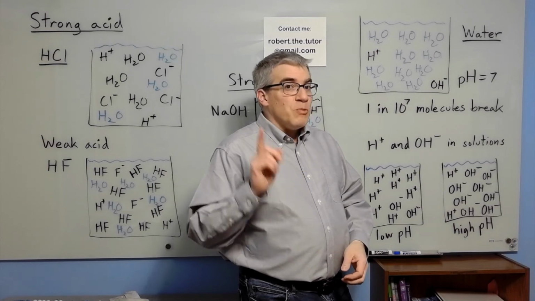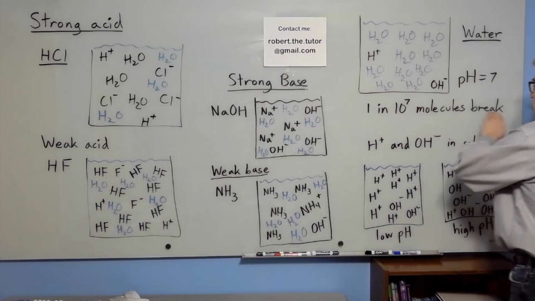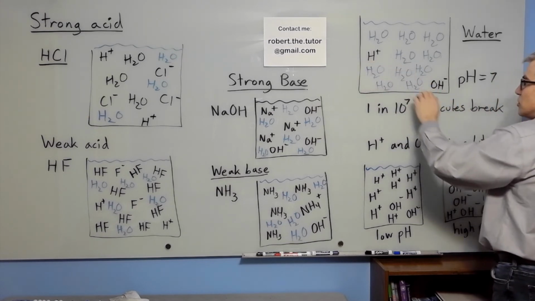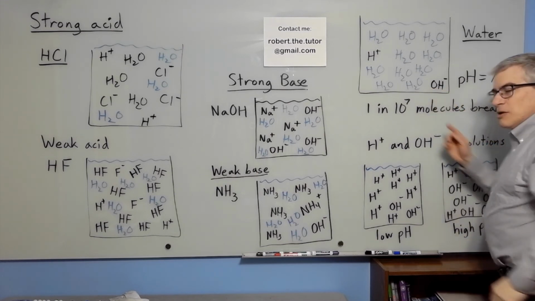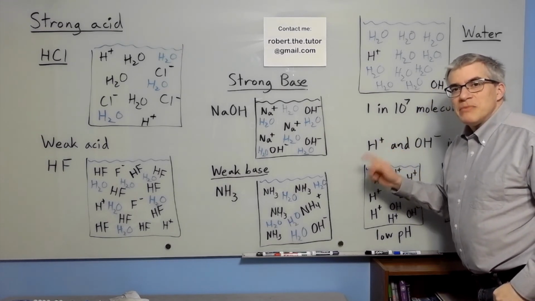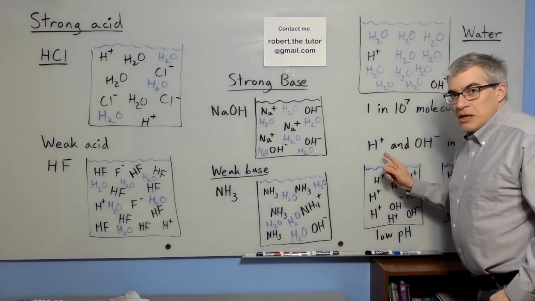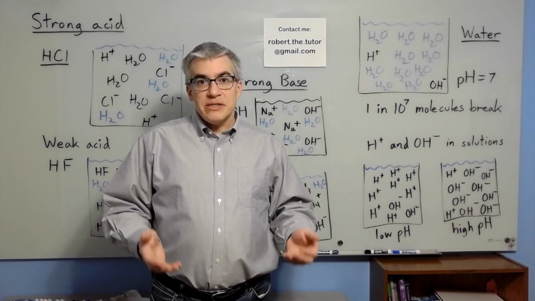Based on water, we can tell what the product is, because if 1 in 10 to the 7th molecules break, then the H+ is 10 to the minus 7 concentration, and the OH- is 10 to the minus 7 concentration, which means the product is always 10 to the minus 14. And that's why our pH scale runs from 0 to 14 roughly. So that's acids, bases, and pH.